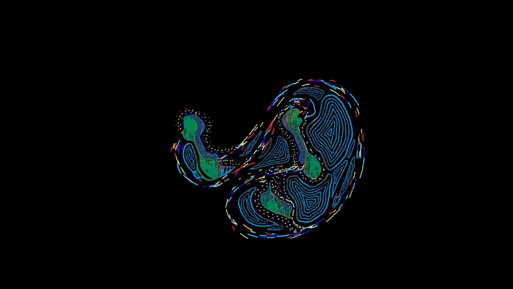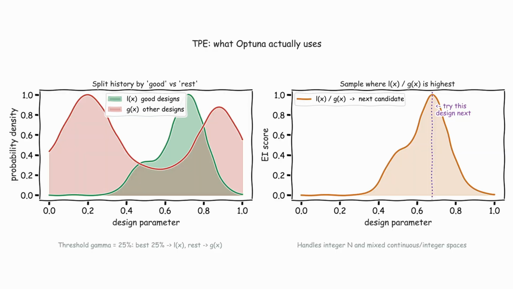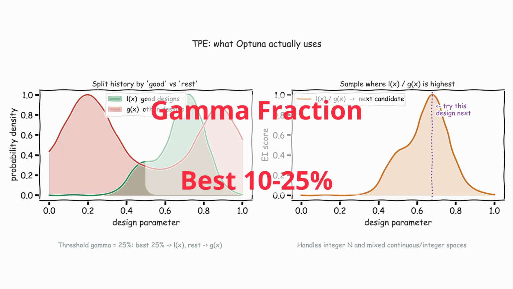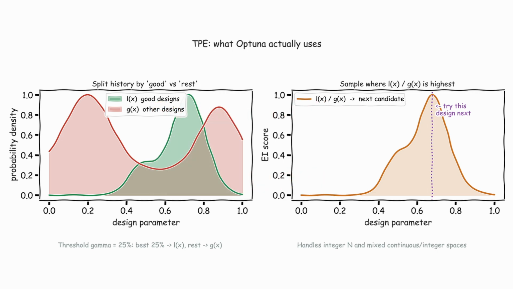Now, the actual mechanism. After you've accumulated some results, you sort every trial by its objective value and split the history in 2. The best gamma fraction, gamma is typically the top 10 to 25%, goes into the good group. Everything else goes into the other group. For our study, imagine we've run 20 trials. The 5 best Q over V designs go in the good pile, the other 15 in the rest.